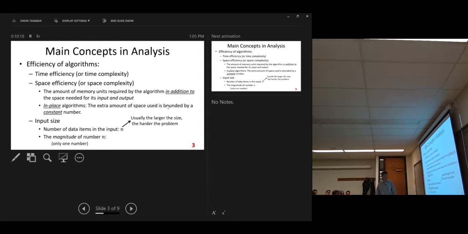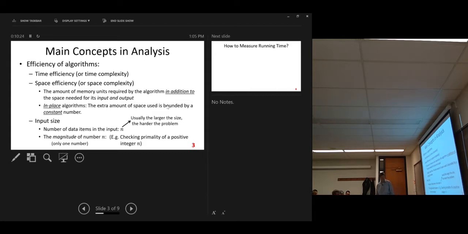What's that? Let me give you a simple example. Sometimes we have that situation. Example, checking primality of a positive integer n. Primality, prime or not. Given a positive integer, you need to check, is this number a prime or not? One number. But we know if this number is very large, checking is extremely hard. Checking prime number is extremely hard.